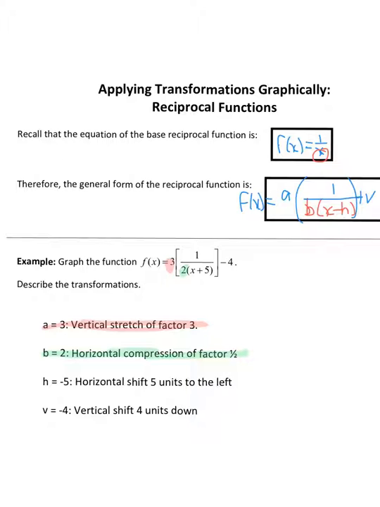The h value is negative 5, which means there's a horizontal shift 5 units to the left. And the v value is negative 4, which means there's a vertical shift 4 units down.